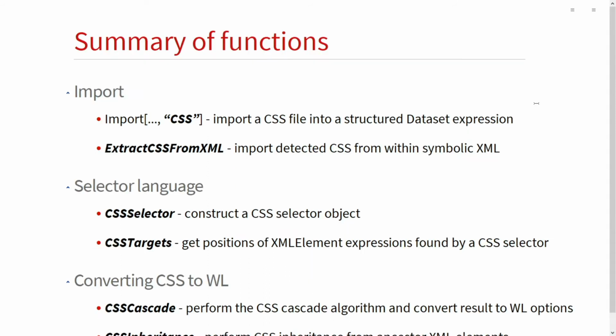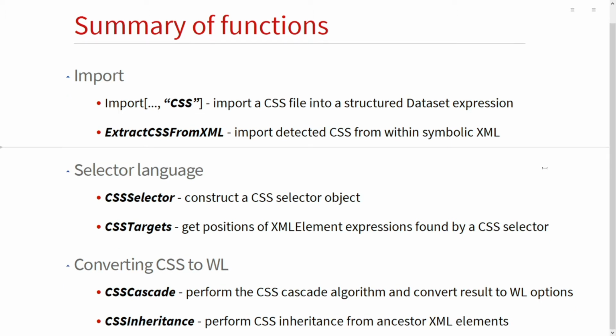So what do we get with my new importer? There's basically 6 functions that I've introduced. One of them is that now we can actually import with the CSS extension. That will let us import the CSS text files. But there's also CSS, as I mentioned, found in any XML. And so the extract CSS from XML function can pull all of the CSS data from any symbolic XML document. And then there's the whole sub-language with CSS selectors and targets. I'll get to talk about those a little bit later.